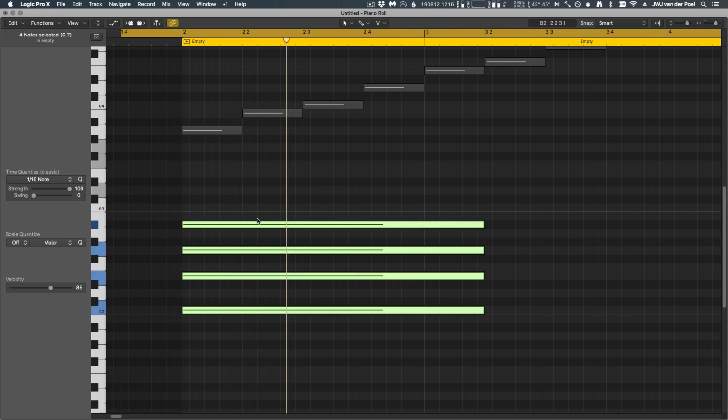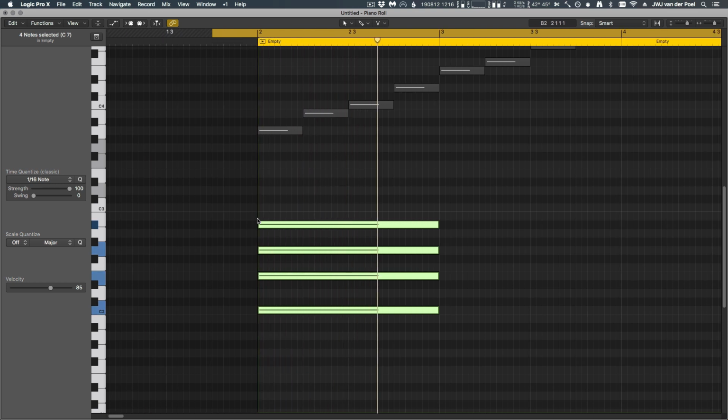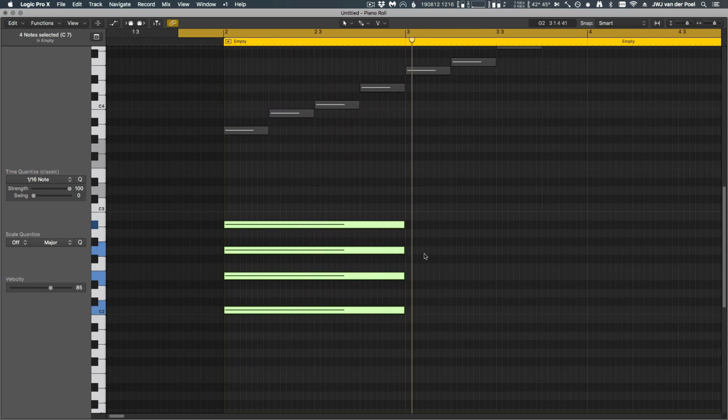Let's make that a bit longer. Now you can hear already just by playing this chord that it has a lot of tension, and that is because this chord needs to resolve.